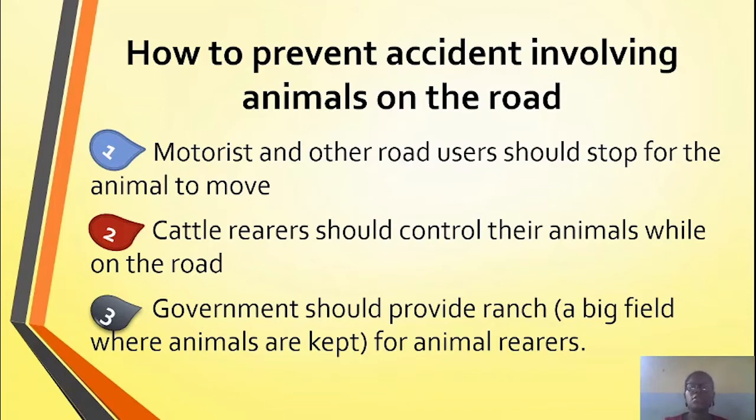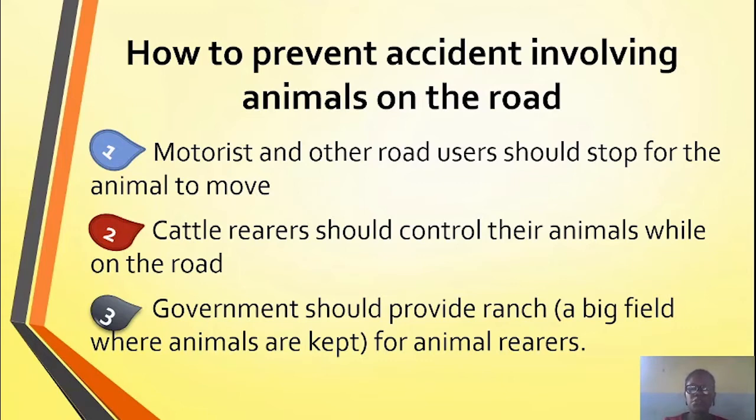2. Cattle rearers should control the animals while on the road. Now, this is left on the side of the people moving with the animals on the road. They are advised to control the animals in order not to cause accidents for motorists and other road users.